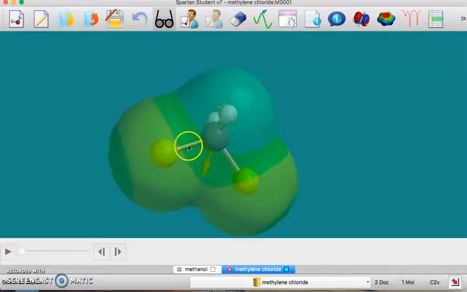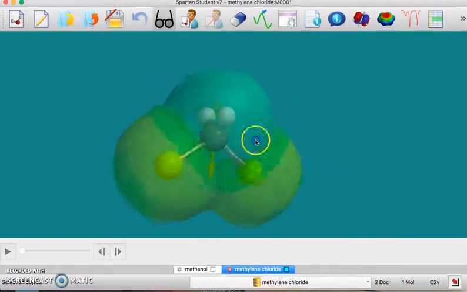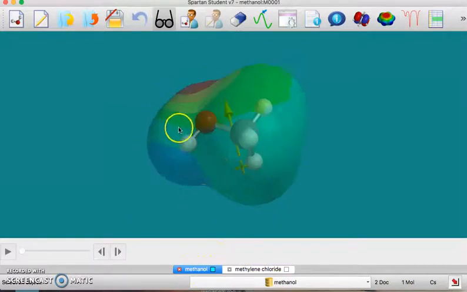But the difference here between carbon and chlorine is not that different than oxygen and hydrogen. And so the localized dipoles look a lot different in methanol here than they would for methylene chloride.